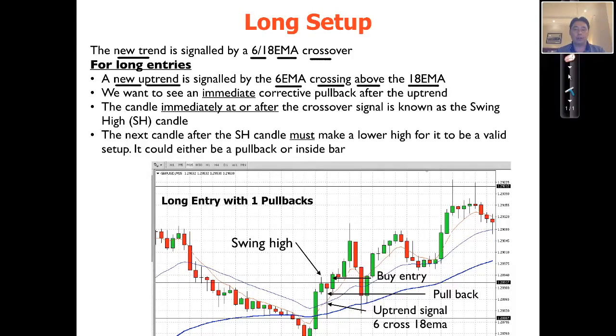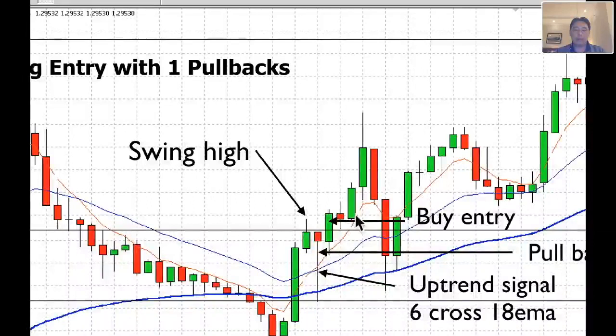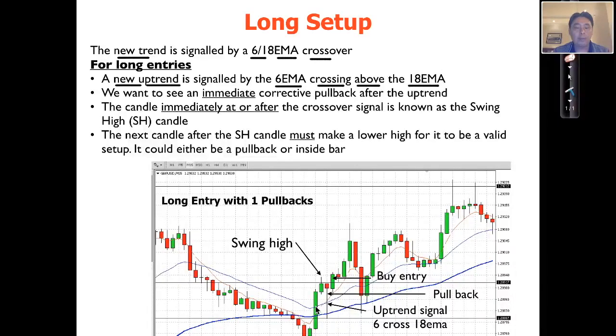So over here, let's take a look at this chart. This red line you see, that's the 6 EMA. And the blue line is the 18 EMA. So we want to see the 6 crossing above the 18, signaling a new uptrend. Now, once a new uptrend is signaled, we want to see an immediate corrective pullback after the uptrend. So the candle immediately at or after the crossover signal is known as the swing high candle.